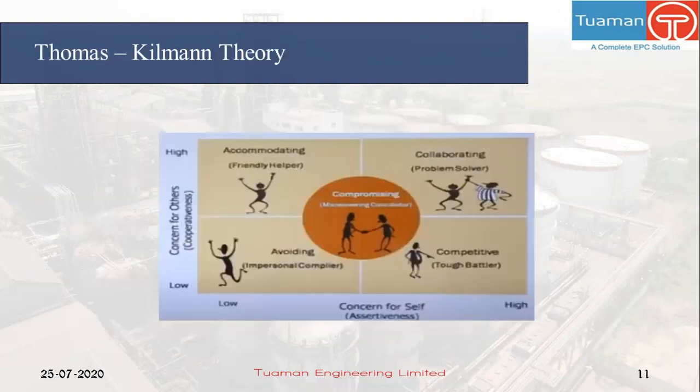Next is the most important part of this module, the Thomas and Kilman theory. It was coined by two gentlemen, Kenneth Thomas and Ralph Kilman, in the year 1974, and they observed that conflicts are everywhere, and people behave in a different manner in different situations. They also say that no two people are alike, and everybody has a different way of behaving in a conflicting situation. These two gentlemen have also come up with two terminologies. Number one is assertiveness, and number two is cooperativeness.